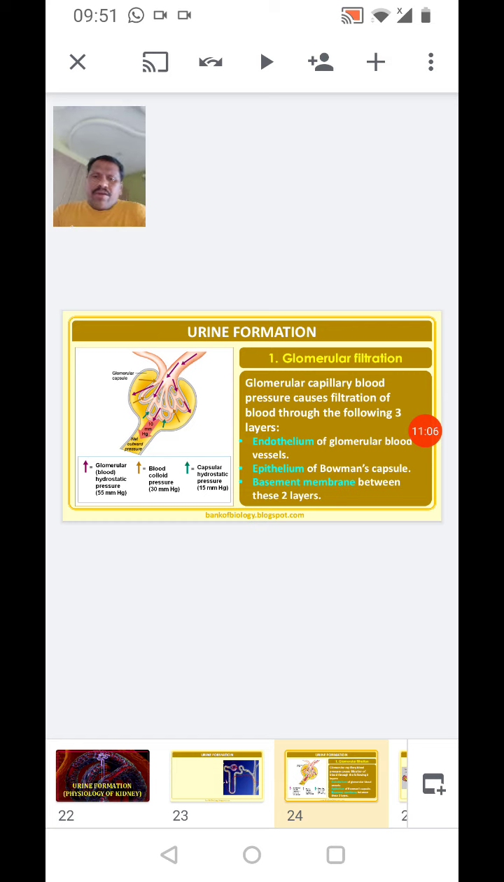On filtration of 1100 to 1200 ml of blood, 125 ml of primary urine or filtrate is formed per minute. If 125 ml of primary urine is formed per minute, in a day, 180 liters of primary urine is formed.